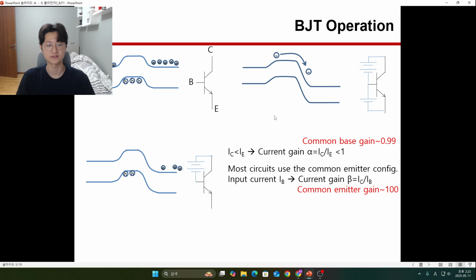This is the operation of BJT. We apply forward bias to the emitter-base part, and reverse bias to the base-collector part. So the energy level is lower than the original energy band diagram, so carriers easily transport from emitter to collector.